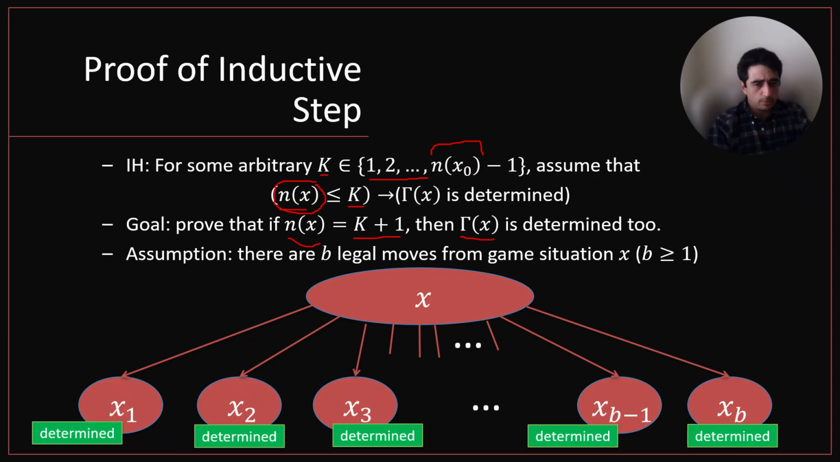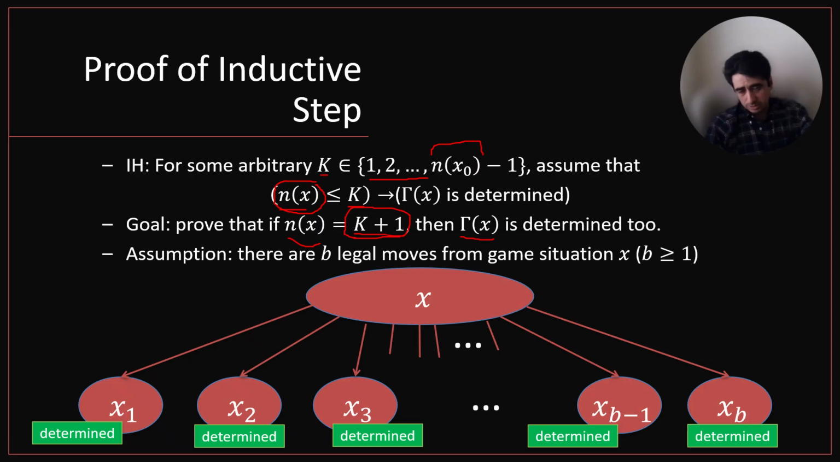Why should it be at least 1? Because if there's no legal move, then we have a stalemate, and a stalemate is a draw, and X should be a leaf. But that's not possible because the number of nodes in the subgame should be at least 2, because k is at least 1, so k plus 1 is at least 2, and so it's impossible to have a leaf. So X is not a leaf, therefore it has at least one child. So that's why we have this situation.